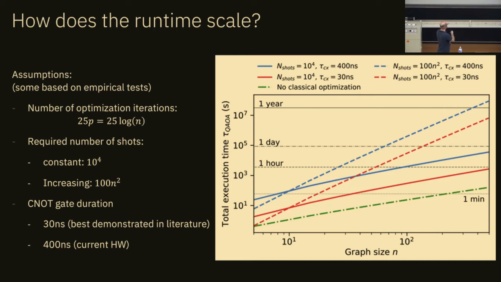And in blue, we assume the 400 nanoseconds for the CNOT, and the solid line is 10 to the 4 shots. The dashed line is this quadratically increasing number of shots. And then you see here, for example, let's be optimistic, let's assume 30 nanoseconds, 10 to the 4 shots. Then here, this is around 500 variables. We'll end up with a runtime of 1 hour.